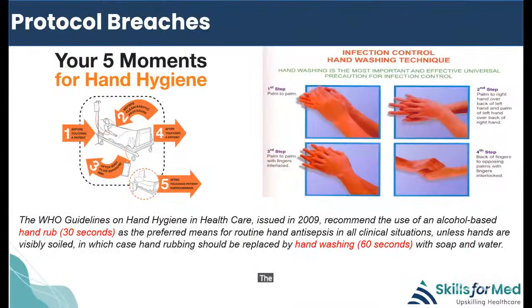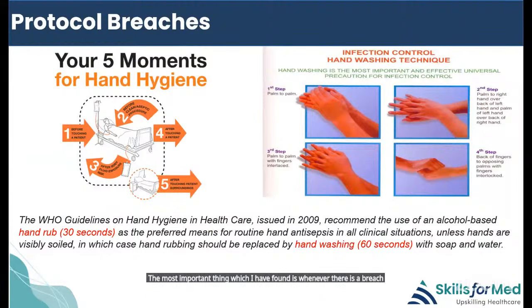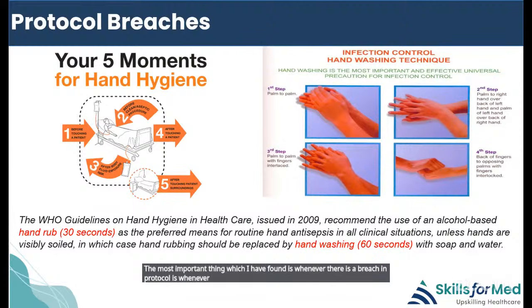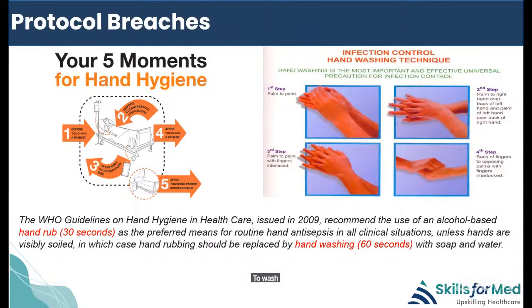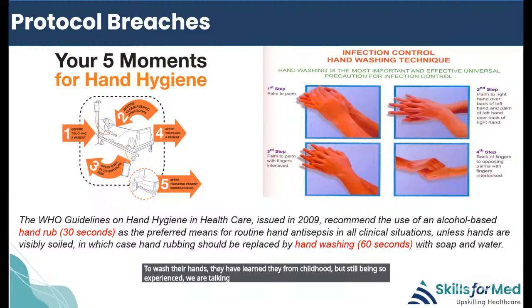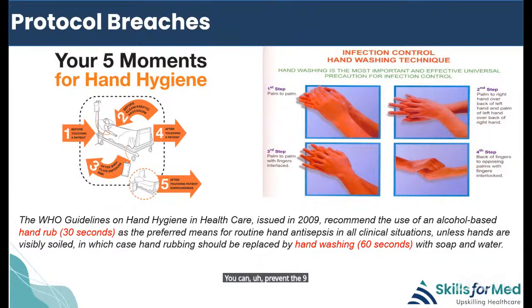The most important thing which I have found is that whenever there is a breach in protocol, whenever there is infection control, the 5 moments and 6 steps are very important. As I told you, everybody knows how to wash their hands. They have learned it from childhood, but still, being so experienced, we are talking about hand hygiene. It's all about guidelines: we have 5 moments and 6 steps. If you comply with the first moment, you can prevent 90% of the infection rate.